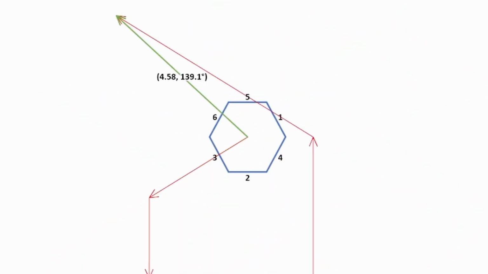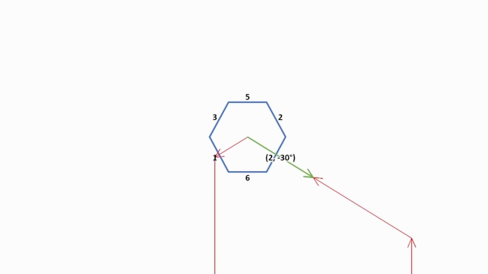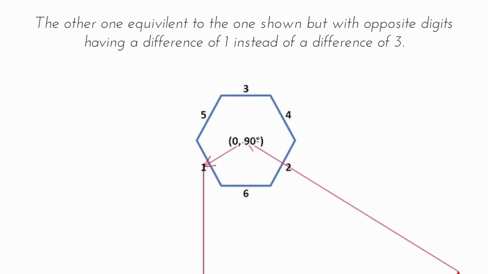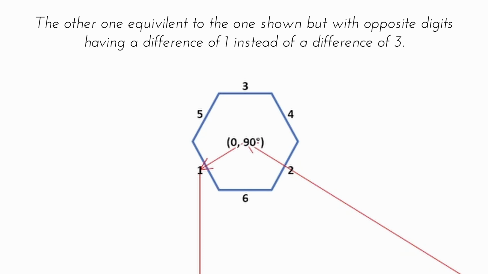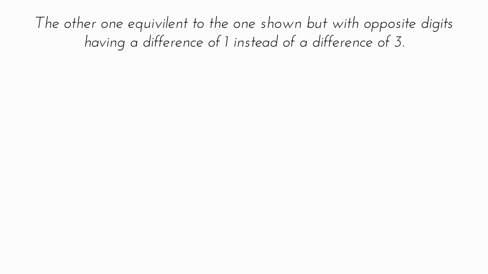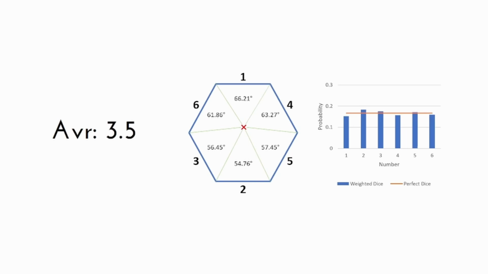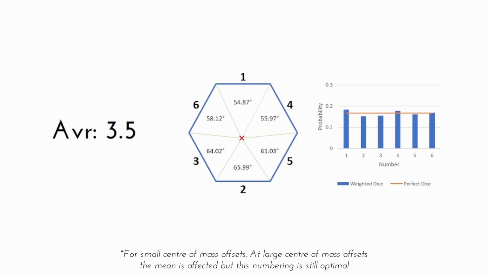Calculating the bias vector for all the different options, we get a surprising result. There are 2 numberings which have 0 bias at all. What does this mean? Well, let's try it and play around with the position of our center of mass. This is really cool. No matter where I move the center of mass, the average result is completely unchanged.